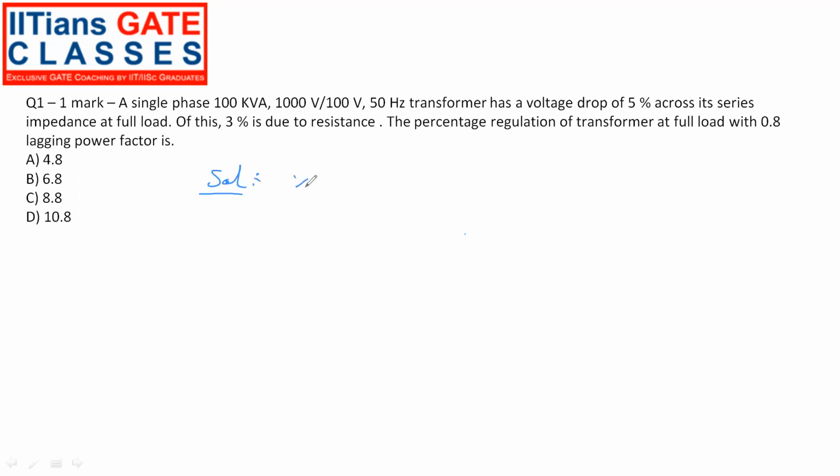They have given us percentage impedance equal to 5% and the percentage resistance equal to 3%. We know that the percentage reactance X can be given as square root of percentage impedance square minus percentage resistance square, guys. So if you do this, we'll be getting root over 5 square minus 3 square. It will be root 16, that is equal to 4.